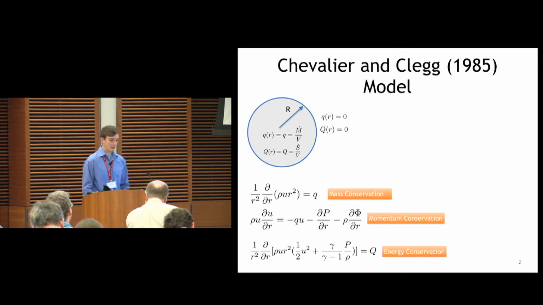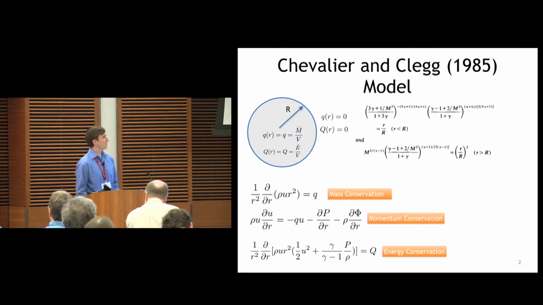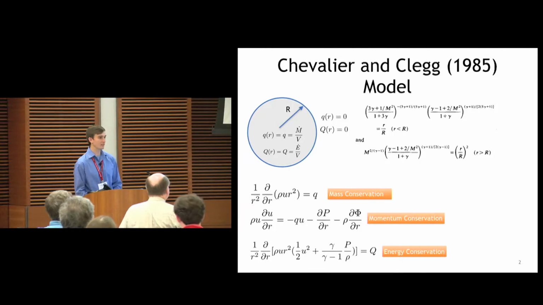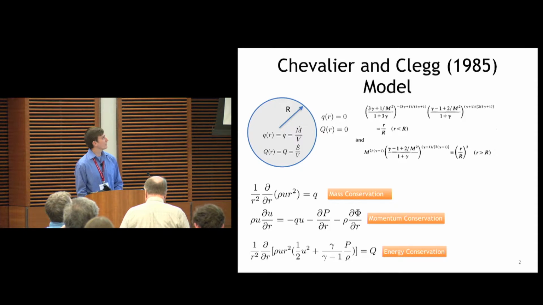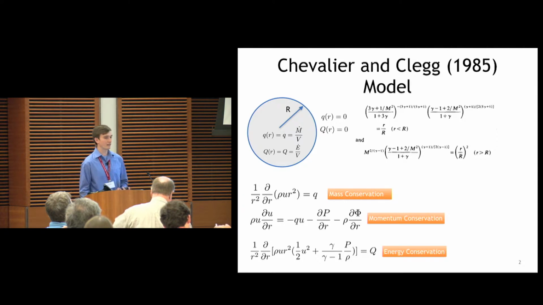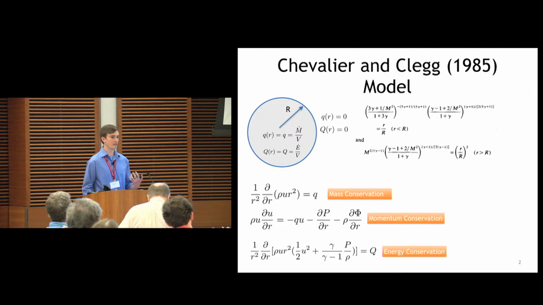So what they do in this paper is they solve 3 equations. They solve the mass conservation, momentum conservation, and energy conservation equations. And that allows them to get a fairly simple looking expression for the Mach number of the outflow. So let me mention a few things about this model that made us uneasy. One is that this expression for the Mach number is analytic in 2 different regions, but it's not actually analytic at the critical radius R.